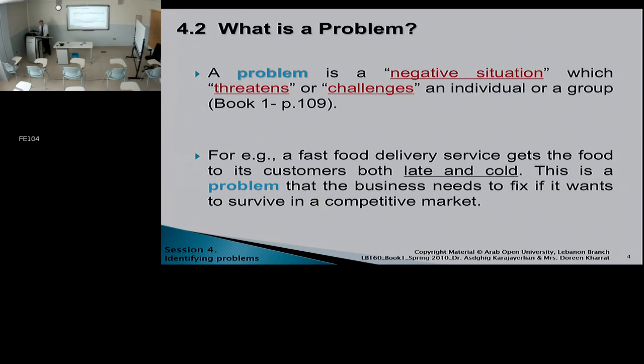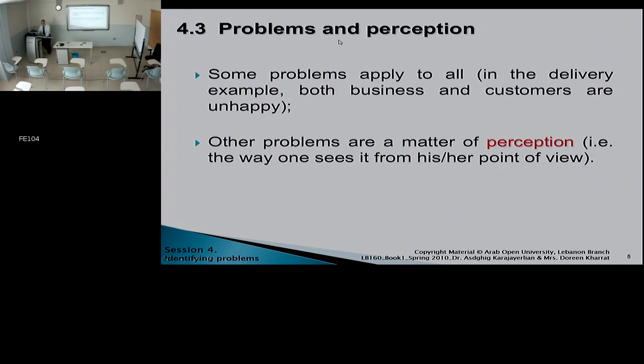A problem, as we know, is a negative situation which threatens or challenges an individual or a group. For example, smoking is a problem, but some people, when they smoke, don't look at smoking as a problem. They see it as a pleasure, as a desire, as a habit, right? So they don't think smoking is a problem. Problem, definition and example: a problem describes a negative situation that threatens or challenges an individual, a group, or an organization. Examples: heavy traffic, coronavirus now in the world.